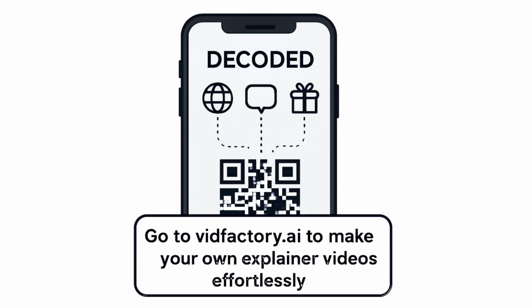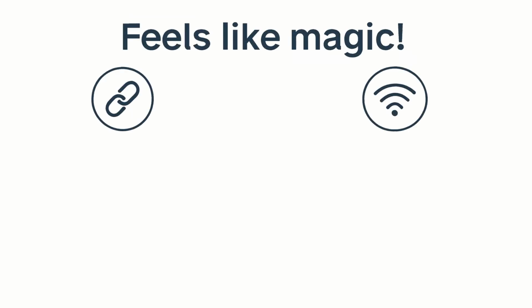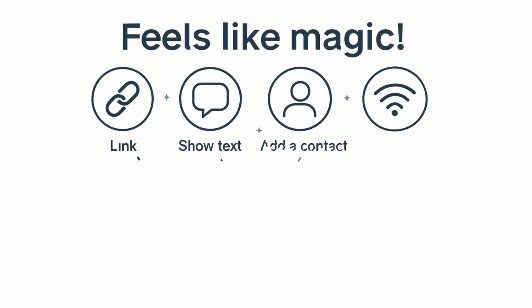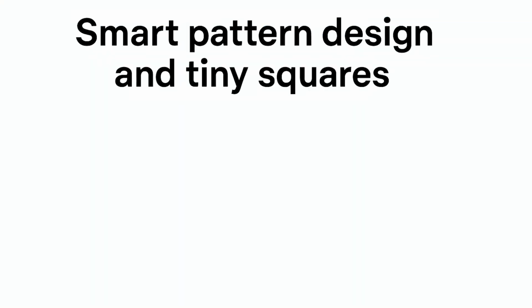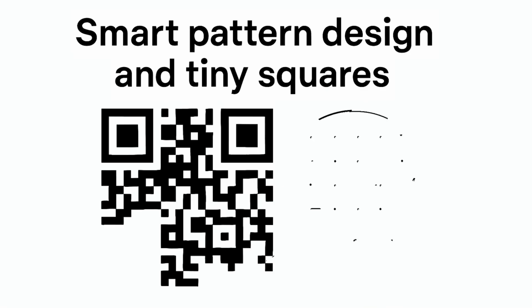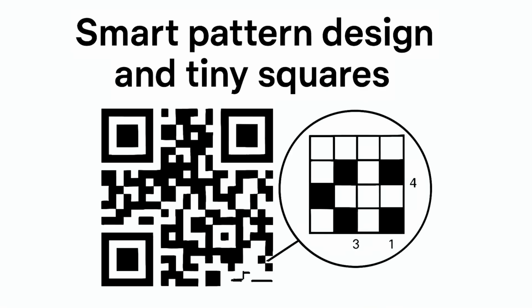Once the phone has read and decoded all those bits, it knows what the QR code wants to do: open a link, show text, add a contact, join Wi-Fi, and so on. All of that happens so fast you barely notice. To you, it feels like magic. Underneath, it is just smart pattern design and a lot of tiny squares.